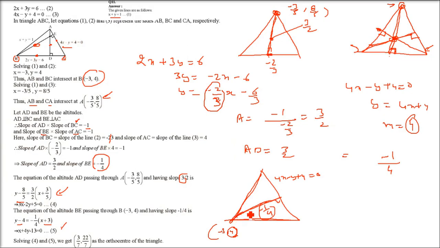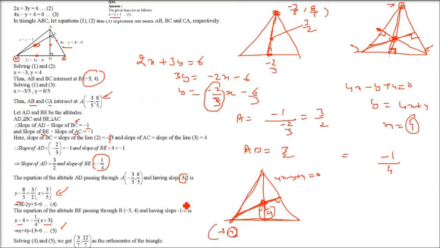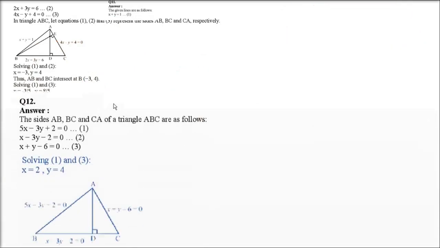Now we are not done yet. These two lines which we just found, we have to find their intersection. That will be the orthocenter. 3x minus 2y plus 5 and x plus 4y minus 13. We have to find the intersection: 3 by 7, 22 by 7. That is going to be the orthocenter. So the third altitude you don't need. If you want, you can do it, but it's not required. Two will suffice.